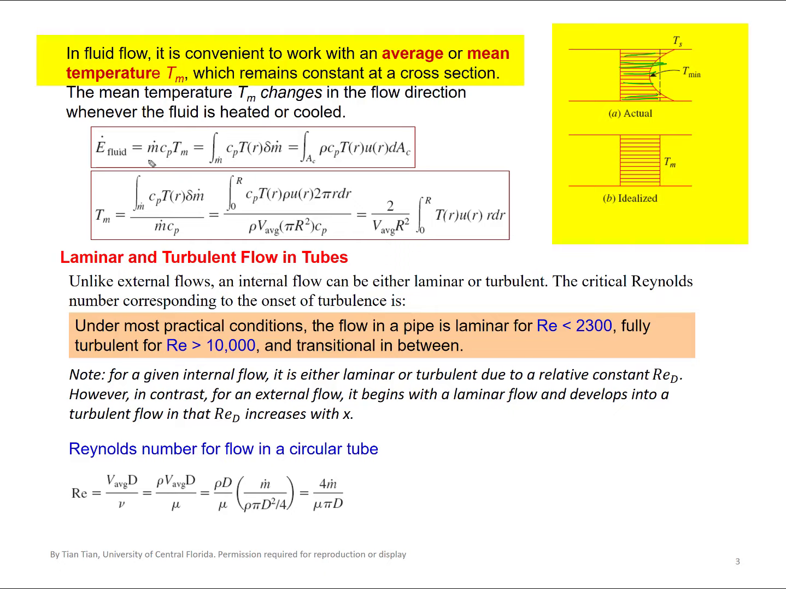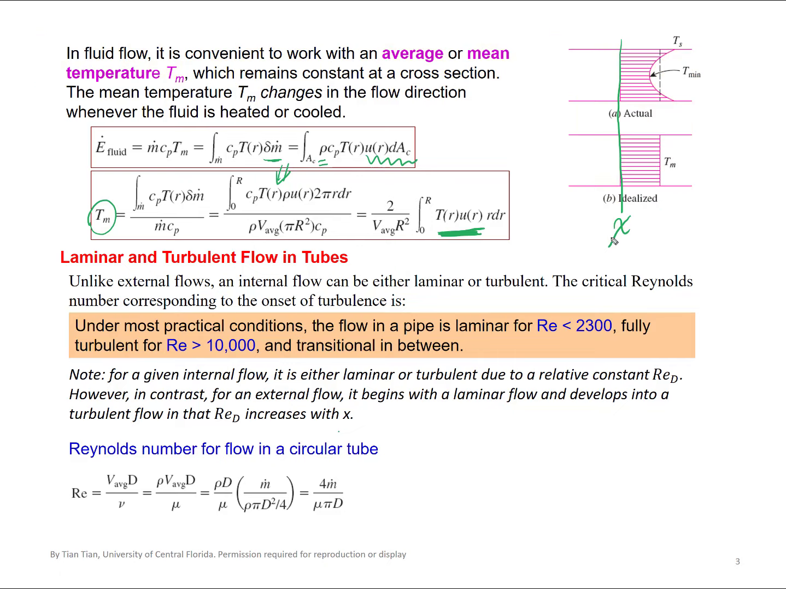We define mean temperature using this equation. And here, this infinitesimal mass flow rate is density multiplied by volumetric flow rate. By rearranging this equation, we can get the mean temperature in terms of velocity distribution and temperature distribution. Note again, this mean temperature here is the average temperature at a specific x location along the pipe.